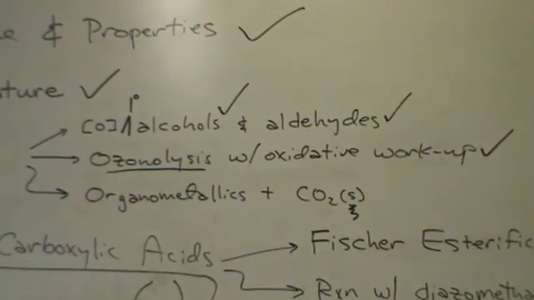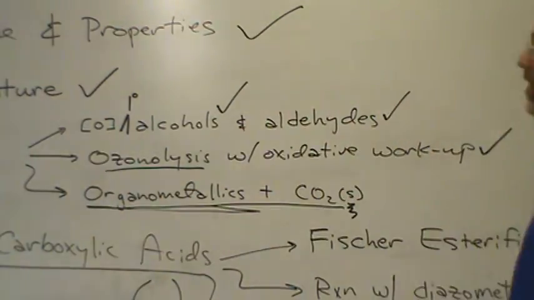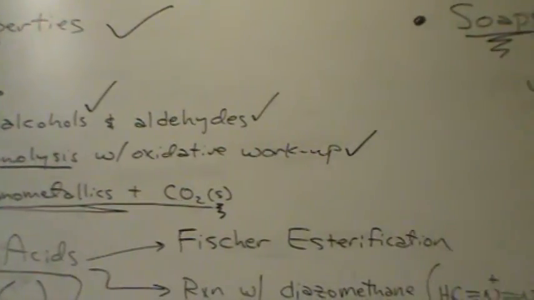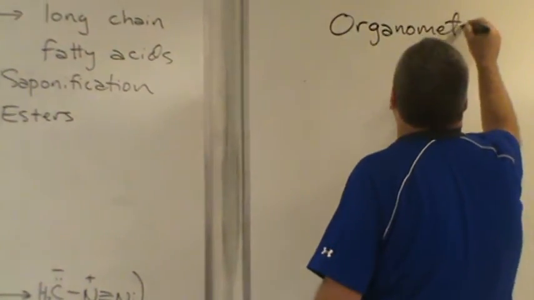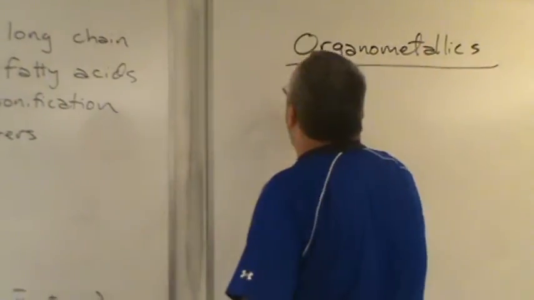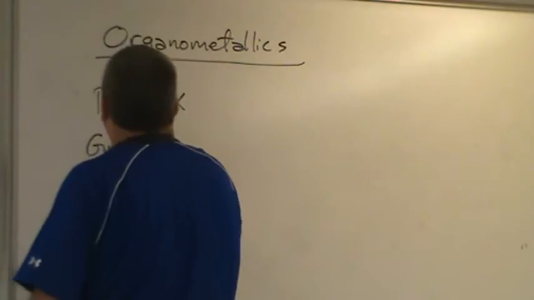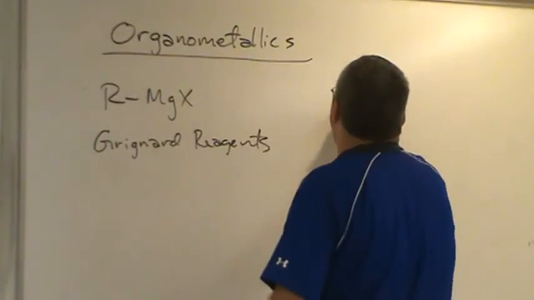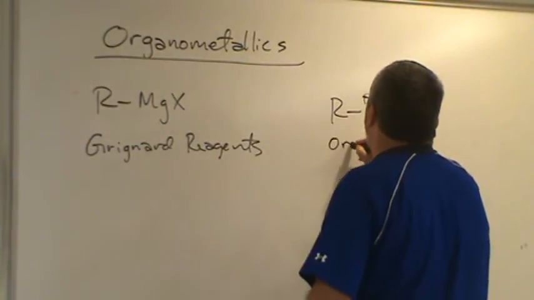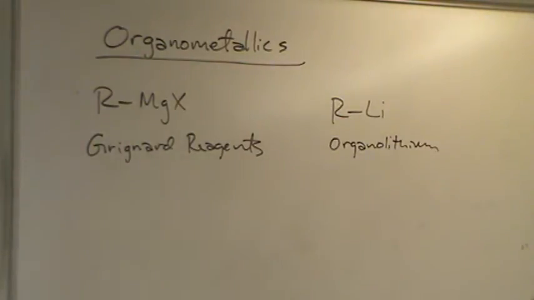Now, let's talk about a new reaction, this one right here. The reaction of organometallics with carbon dioxide, solid carbon dioxide, or dry ice. As far as organometallics are concerned, you were introduced to two of them quite a while ago, and we've used them extensively. One are the so-called Grignard reagents. And the other is the so-called organolithium. And the R's can be just about anything here.